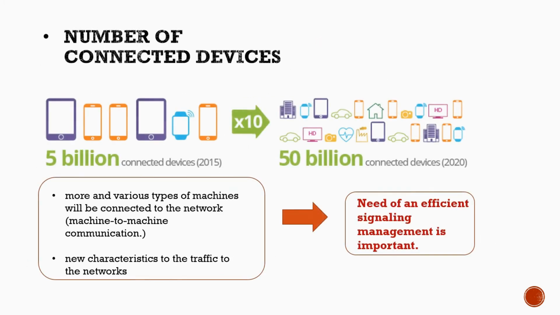Next, the number of connected devices. In the coming years, networks will be connected to more and various types of machines, such as mobile phones, laptop computers, or tablets. Machines such as smart grid devices, sensors, and surveillance cameras will also be connected to the networks, which is known as machine-to-machine communication. This development will bring new characteristics to the traffic of the network. Therefore, efficient signaling management is important.